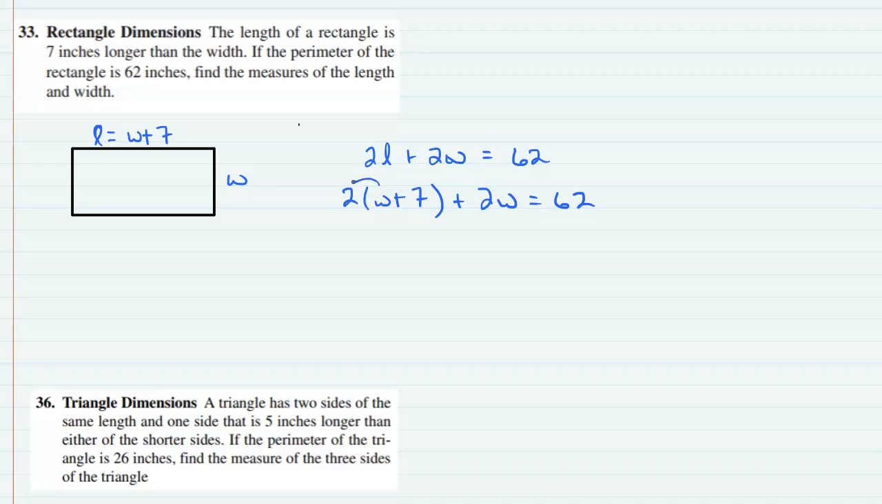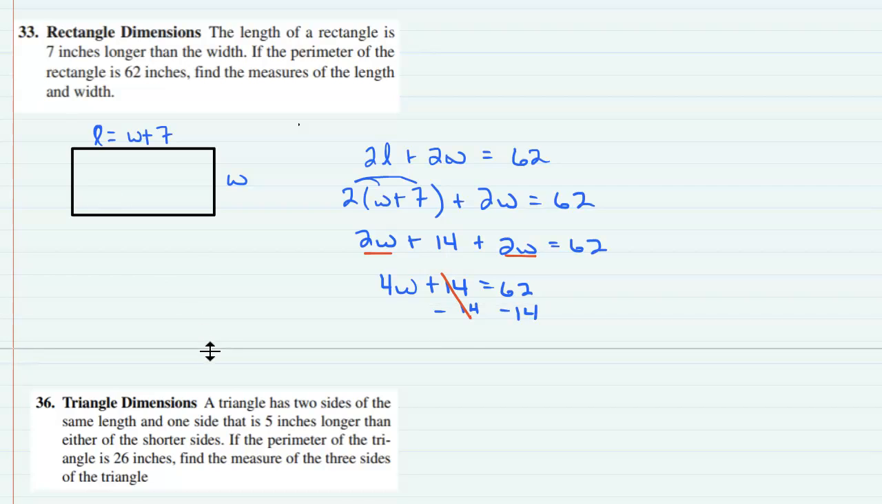So next we need to use the distributive property, and we get 2W plus 2 times 7 is 14 plus 2W equals 62. So now we're going to combine like terms. One thing you can do is underline it, put a box around it or circle it, and combine those two to be 4W plus 14 equals 62. Now we're going to subtract 14 from both sides. It's going to subtract out on the left side.